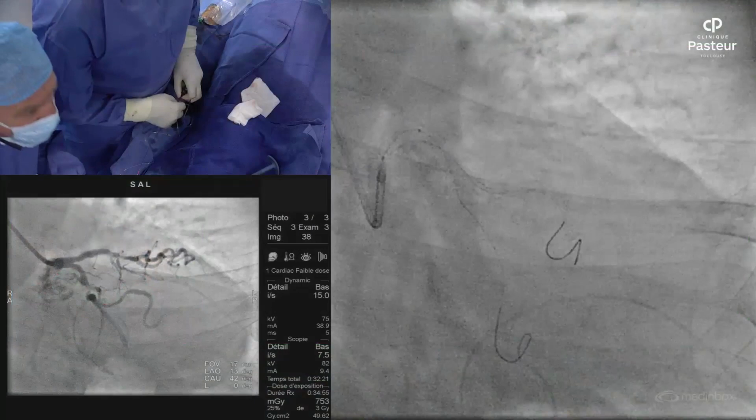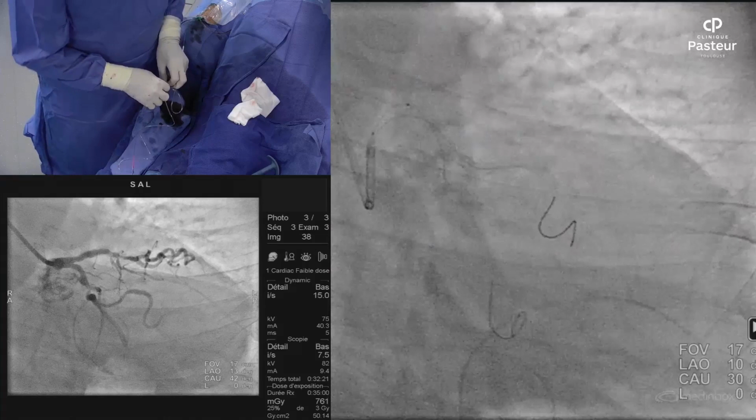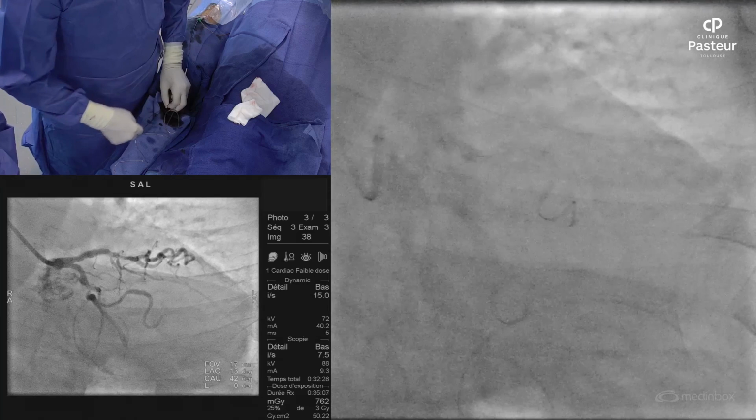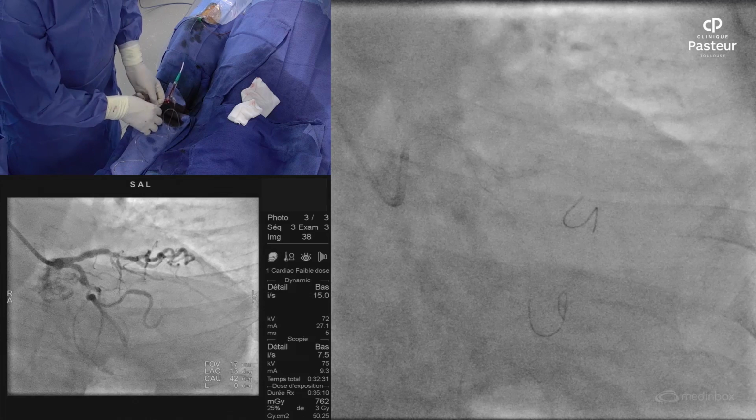We are in front of the ostium of the circumflex. Yeah, I will not push too much. So, give us a third guide, please. We will try with another. I will take another Fielder. I leave this one, because we know that this one is not in the good path. Yeah, and it's probably not in the right channel.